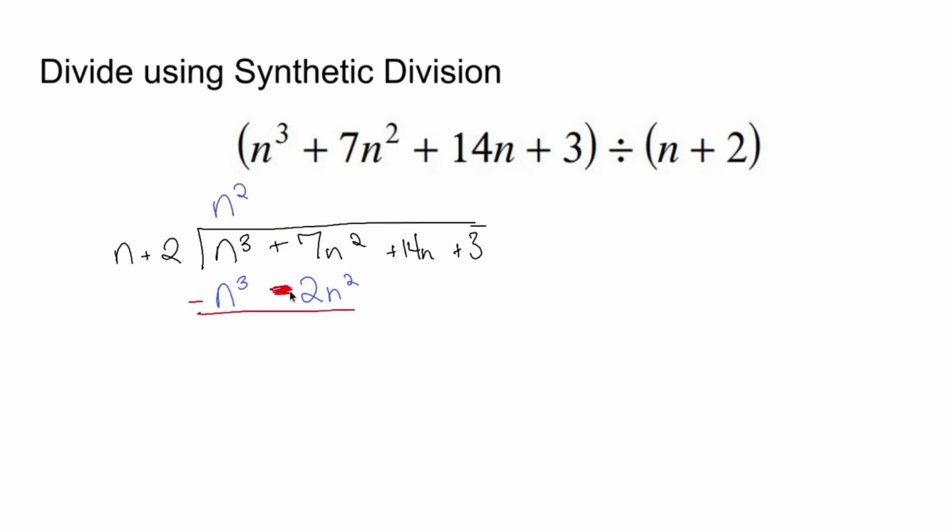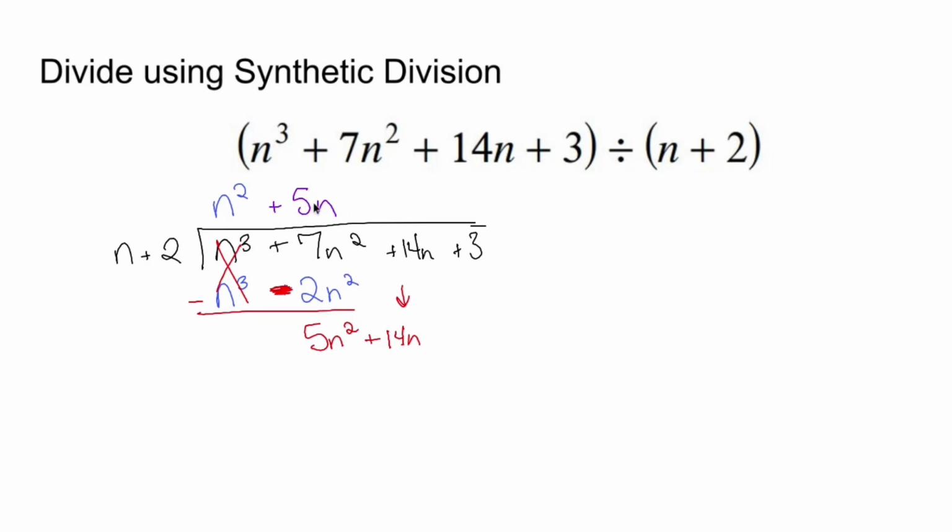So the n cubed now becomes a minus. It will always go away. 7n squared minus 2n squared is 5n squared. Drop down the 14n, the positive 14n, and repeat the process. N times what is 5n squared? Well, n times 5n is 5n squared.